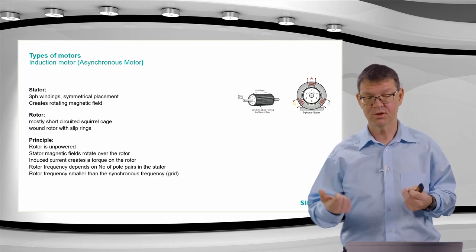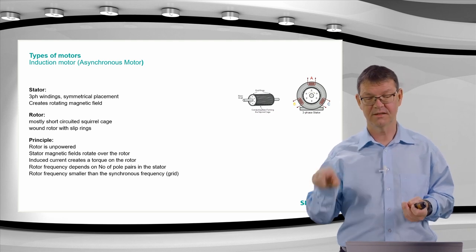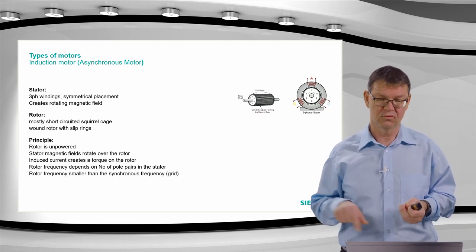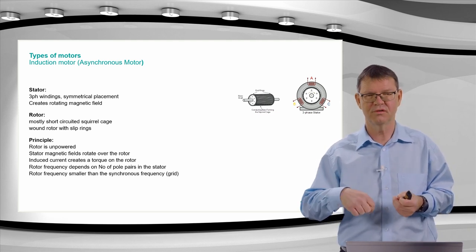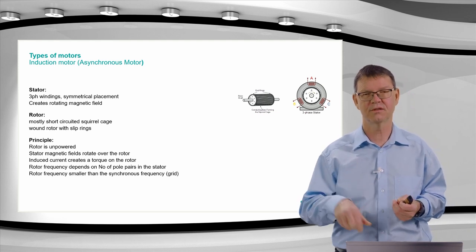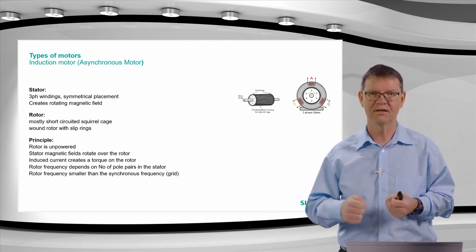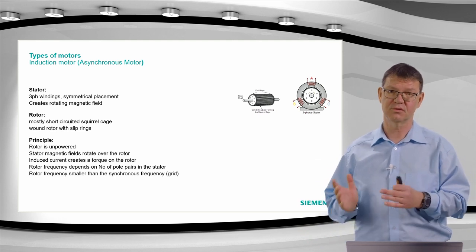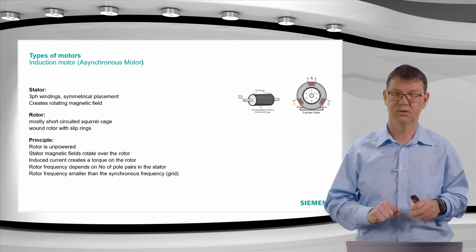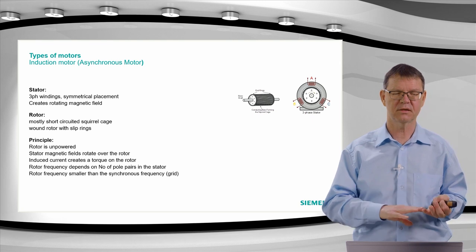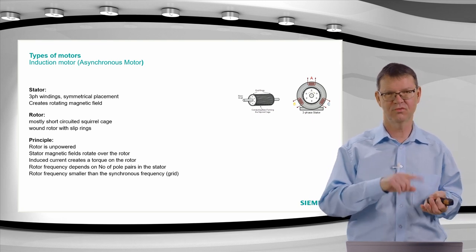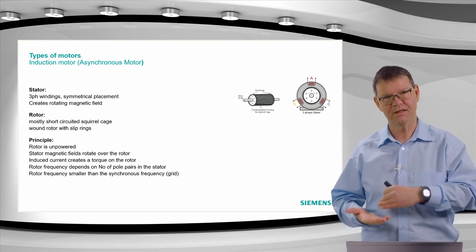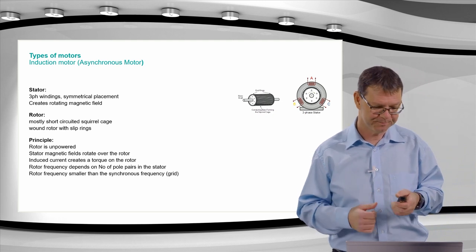to drive the machine, it needs a magnetic field rotating over the rotor to induce the voltage and the current. And with this current, we get the power to drive the machine. So the speed of the rotor is not as fast as the synchronous speed, it's below that speed. Therefore, it's also called induction motor or asynchronous motor. So the rotor is not synchronous with the magnetic field, but slower.